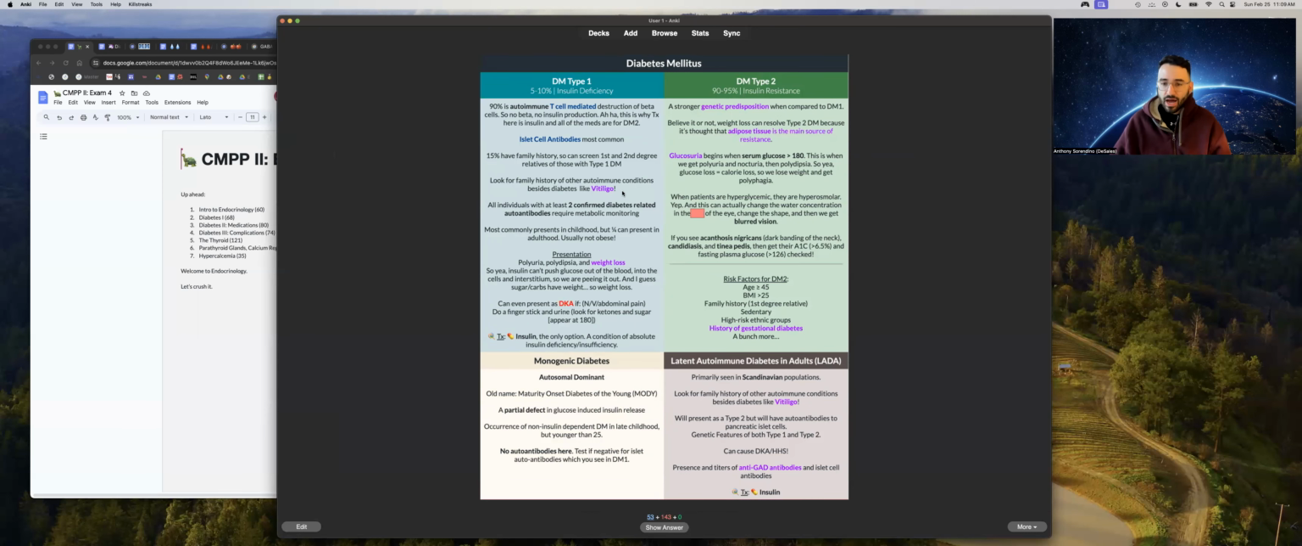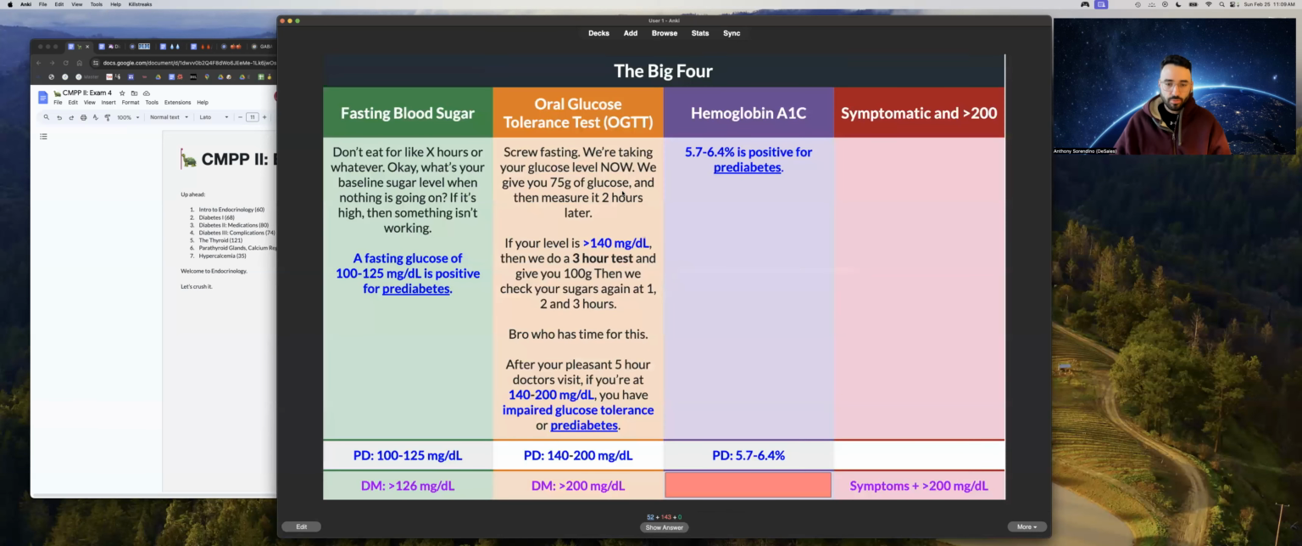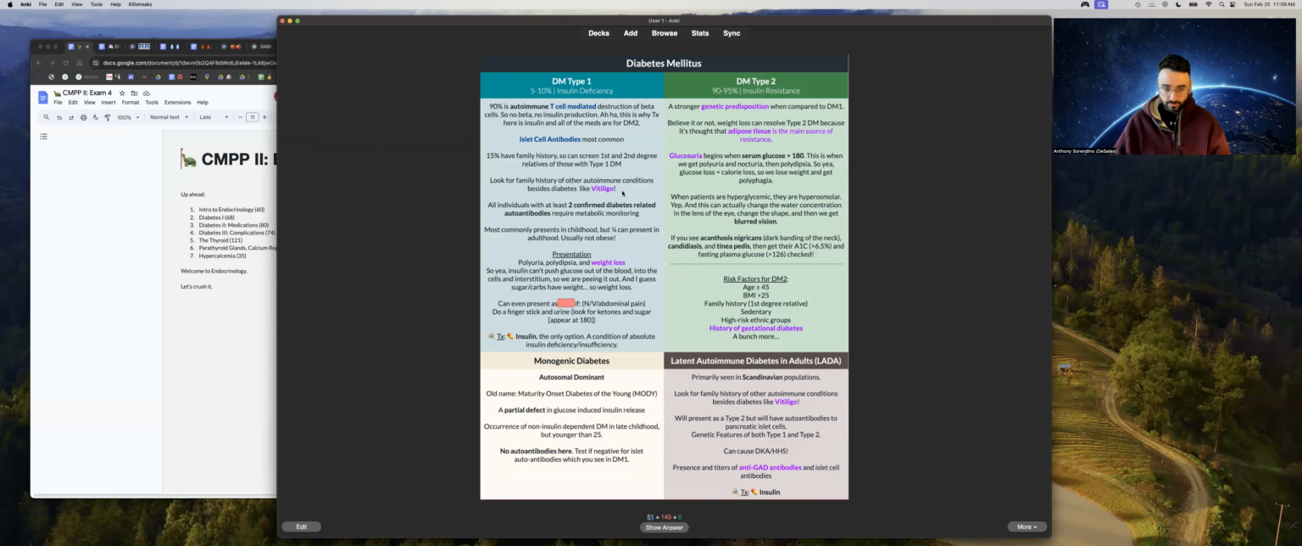Yeah, the lens of the eye gets messed up in DM2, so we get blurred vision. That's pretty crazy. Hemoglobin A1C, what is diabetic? Greater than 6.5. Or technically 6.5 and higher, yes.